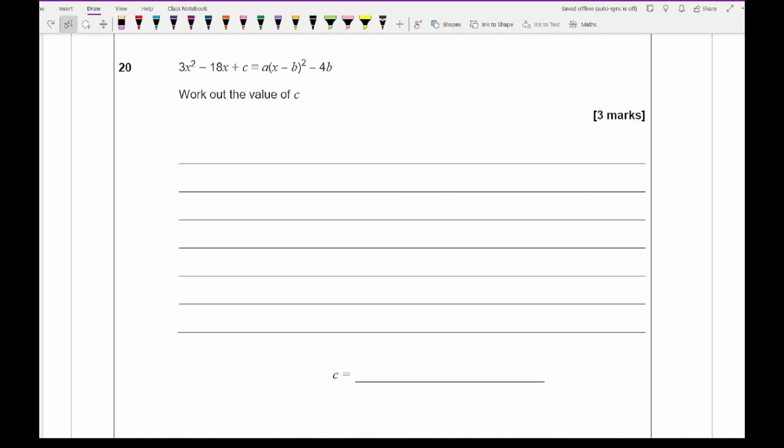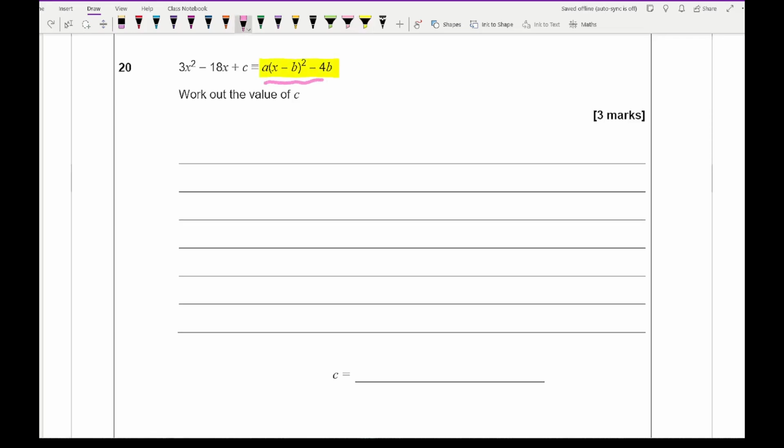Then moving on to question 20, it says 3x squared minus 18x plus c can be algebraically written as a(x minus b) all squared minus 4b. So for this, what we want to do is use completing the square to compare the coefficients. Now, there's a couple of ways in which you can do this. You can either work with the right hand side or you can work with the left hand side. Personally speaking, I would opt for expanding the right hand side.